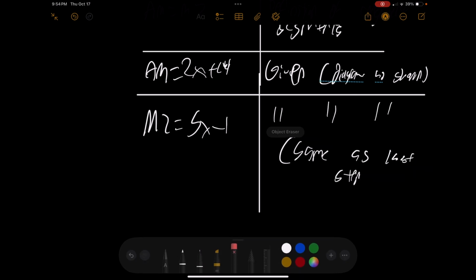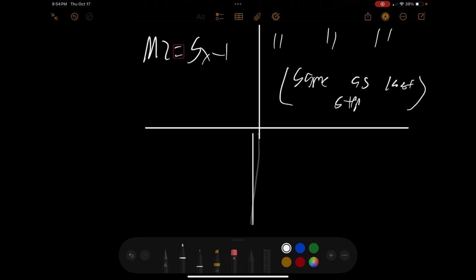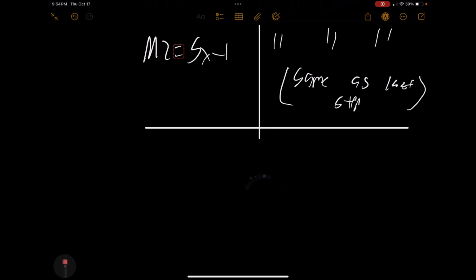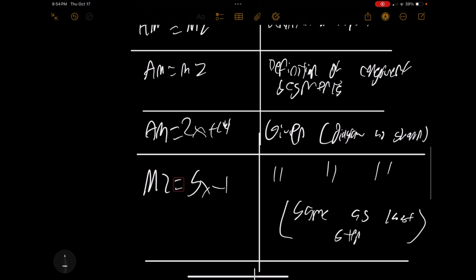Your teacher might not allow it. Usually, you'll probably be allowed to, but it's always good to clarify. Not everything I was taught is something your teacher will agree on. It's what your teacher allows you to do. We need more room already. Okay, whatever. Now we know AM equals MZ.